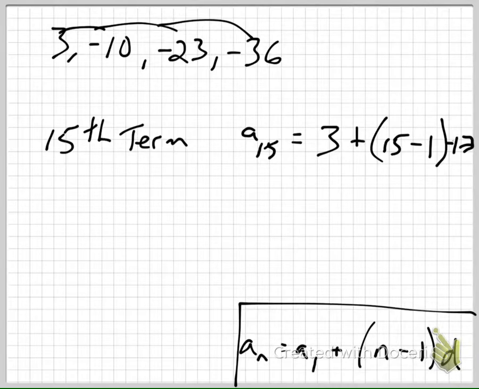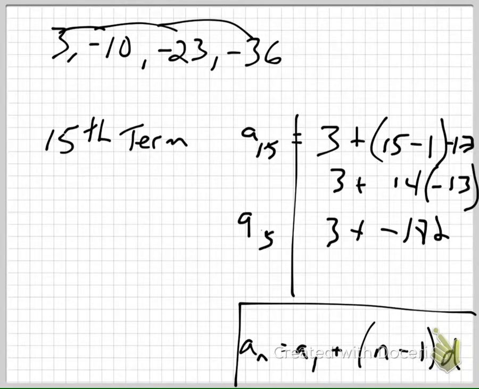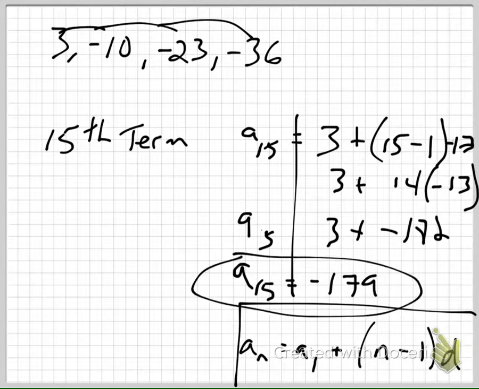Right? So now I have to go, okay, what is 15 minus 1? 14. So I have 3 plus 14 times negative 13. What is 14 times negative 13? Negative 182. 3 plus negative 182. What is 3 plus negative 182? A_15 is negative 179. There it is. That's the 15th term. How many of you got that? Did you not get it because you didn't know how to do 3 plus negative 182? Why didn't you get it?